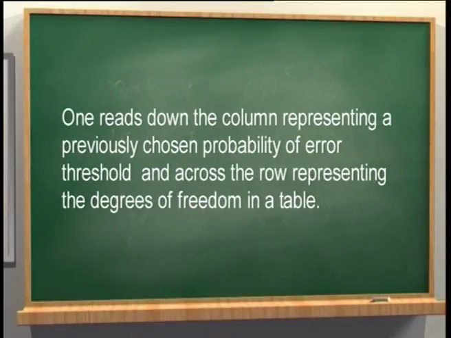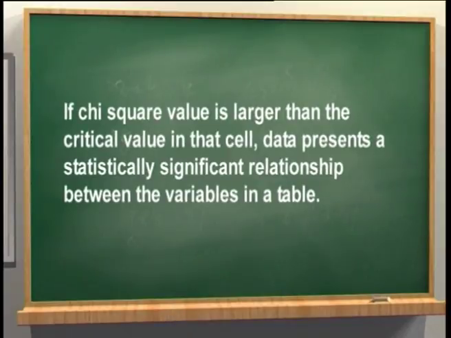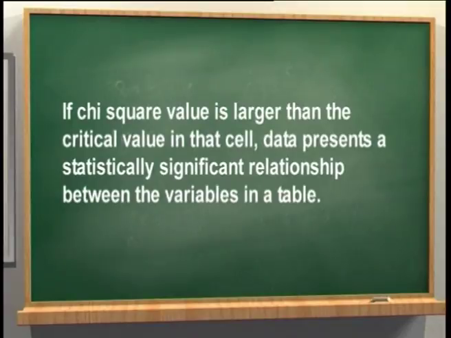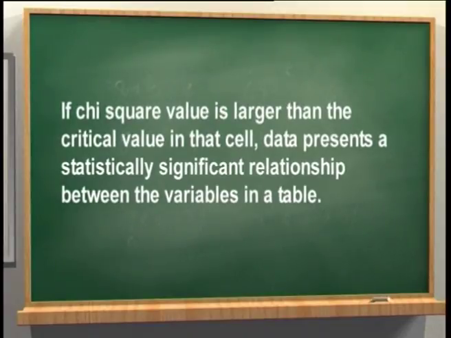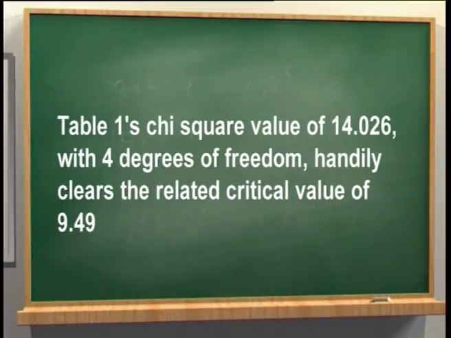In a statistics book, the sampling distribution of chi-square, also known as critical values of chi-square, is typically listed in an appendix. One reads down the column representing a previously chosen probability of error threshold and across the row representing the degrees of freedom in a table. If the chi-square value is larger than the critical value in that cell, the data present a statistically significant relationship between the variables in a table. Table 1's chi-square value of 14.026 with 4 degrees of freedom handily clears the related critical value of 9.49. So, we can reject the null hypothesis and affirm the claim that male and female undergraduates at college X differ in their footwear preferences.